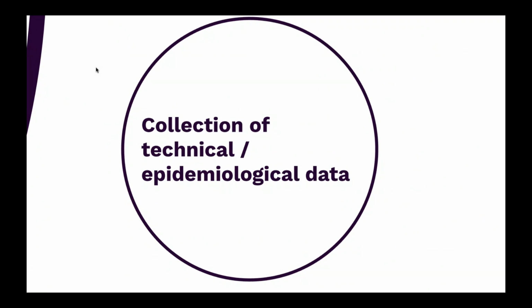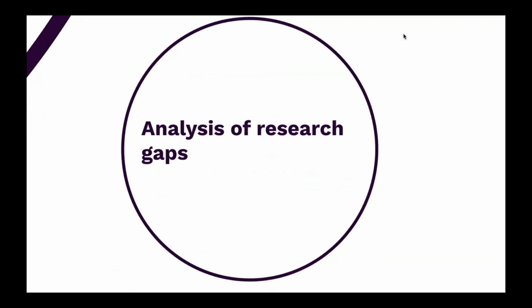So now we've generated the initial list of topics. We want to look at the technical or epidemiological data that are relevant to this list in order to have an idea about the burden of disease for the different topics, the magnitude of the problems, the mortality and morbidity data. As well as analyzing research gaps. So now that we have the list, we want to check where the gaps are in order to have a sense of where the priority topics might exist.